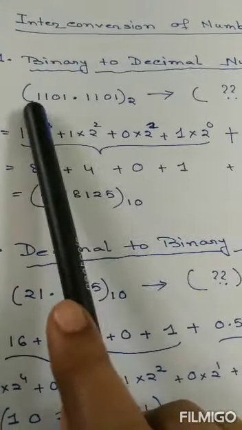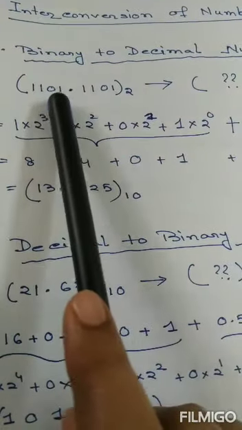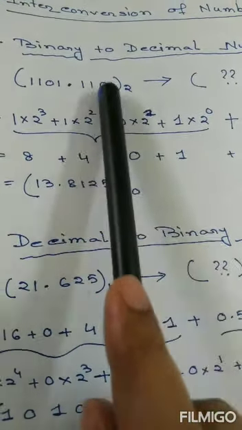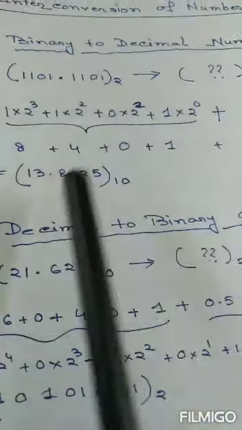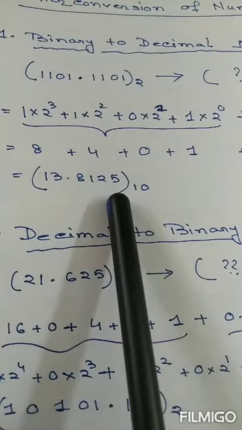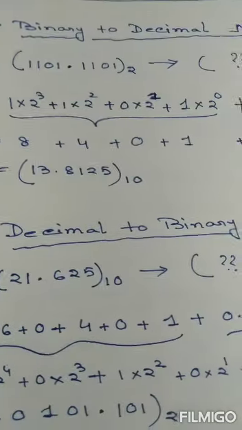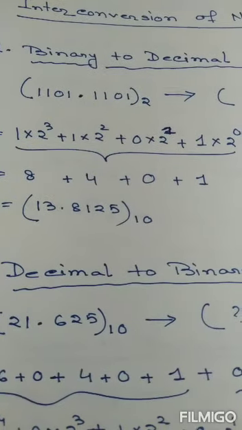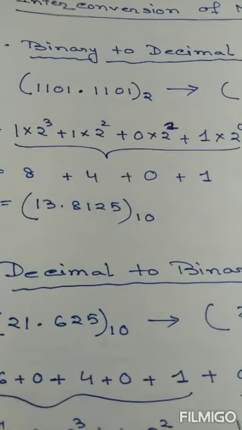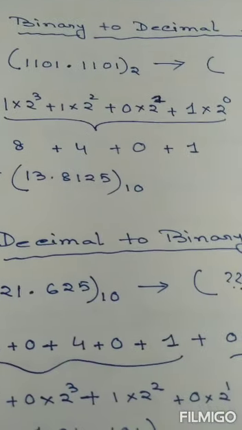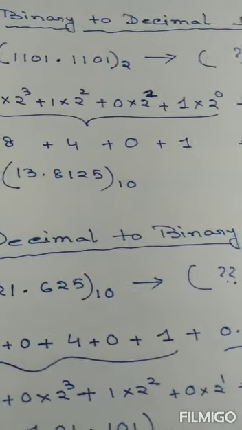So, the binary number is 1101.1101 base 2. This is the binary number and its equivalent decimal number is 13.8125. So, what is the procedure? First, multiply each bit with its weightage value, then add the value. And finally, you will get the required number.